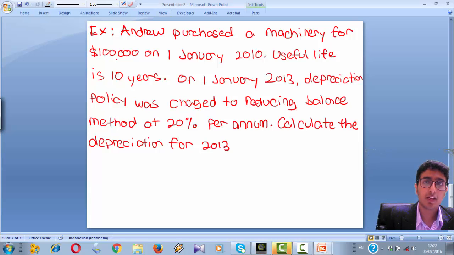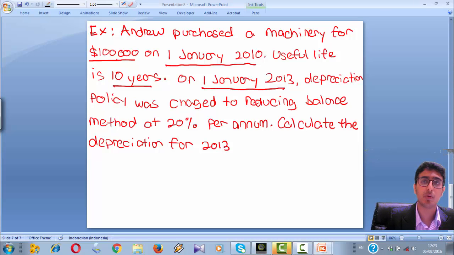Andrew purchased the machinery for $100,000 on 1st January 2010. Useful life of the asset is 10 years. When they give useful life, now we know that we will have to use the straight line method. On 1st January 2013, now, if you see, 3 years have already passed, and now they're reviewing the depreciation policy. It says depreciation policy was changed to reducing balance method at 20% per annum.